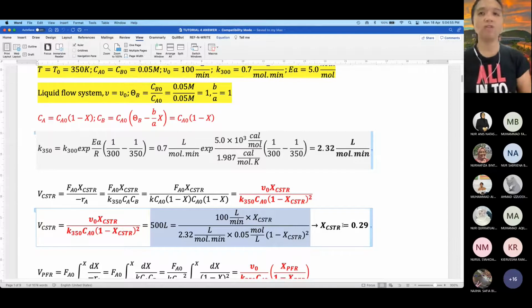Therefore the conversion for your CSTR is 0.29. Maksudnya in your 500 liter of your CSTR, the highest conversion possible hanyalah 0.29. Okay, so we finish for the CSTR.